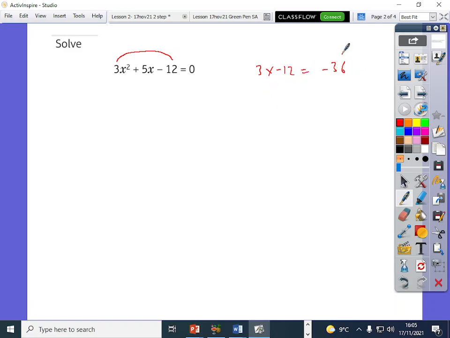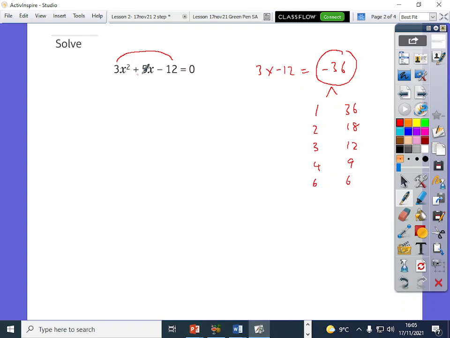Now you've got to break this number down and find two numbers that multiply together to give me minus 36 and add together to give me the plus 5. So first of all, I'm going to break this down into its factors: 1 times 36, 2 times 18, 3 times 12, 4 times 9, 5 doesn't go into it, and 6 times 6.